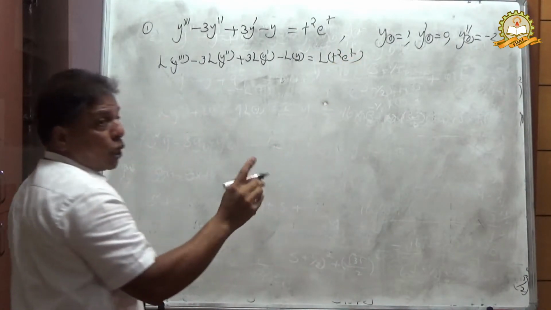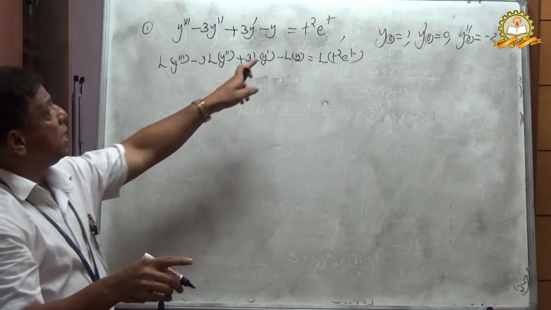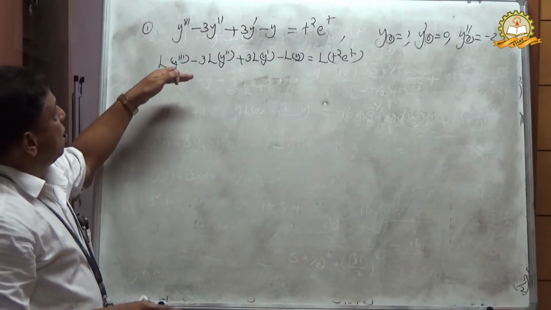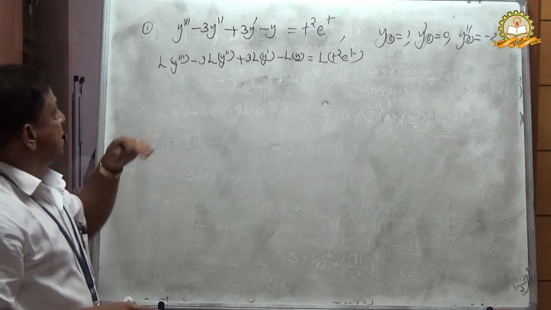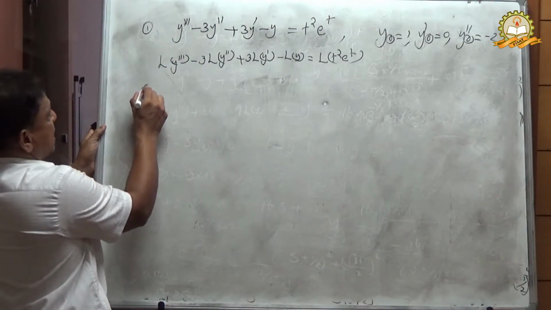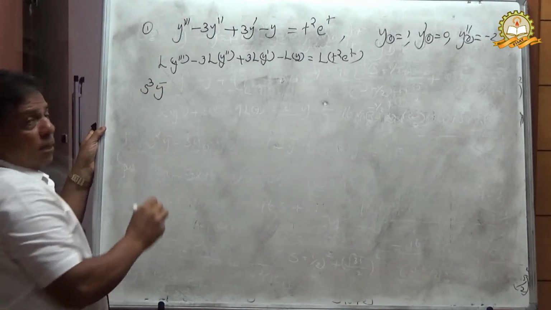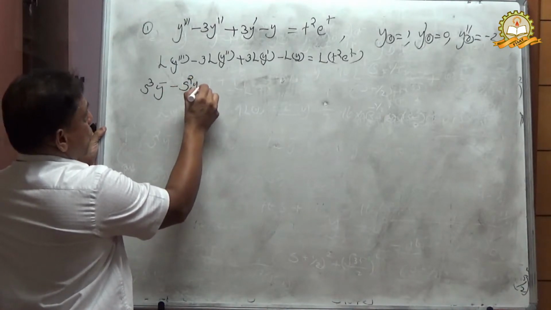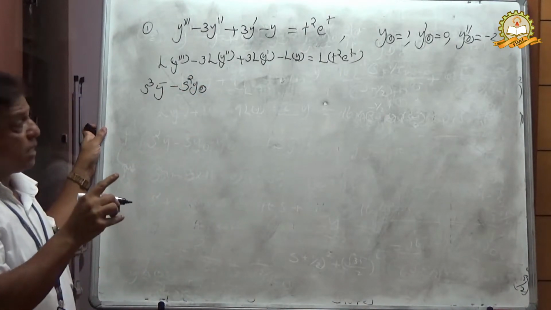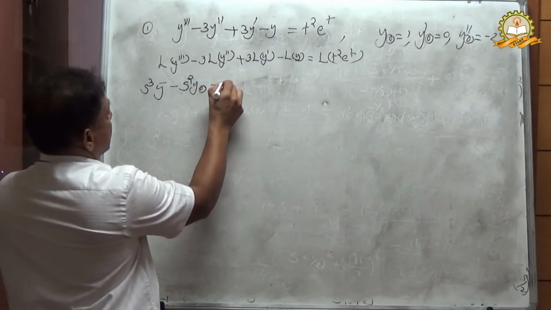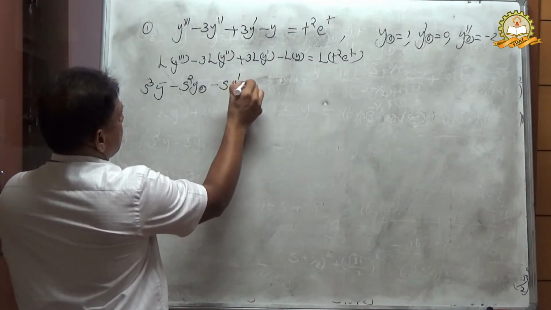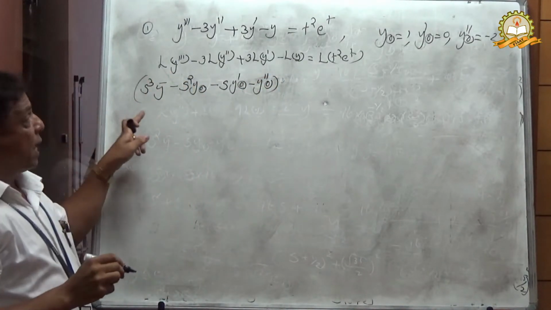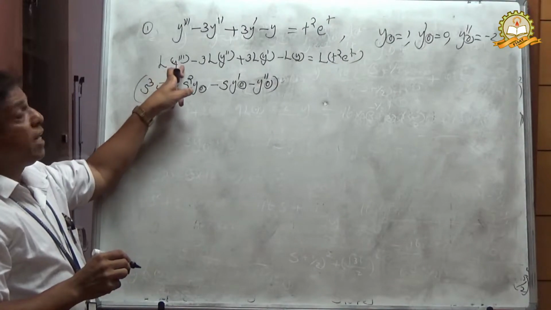Here the right side is not equal to 0. Instead of 0, here the function is t square e raised to t. Then we apply the result. L of y triple dash, we know the result is s cube y bar minus s square y(0) minus s y dash 0 minus y double dash 0. Then put it in brackets, because this represents L of y triple dash.